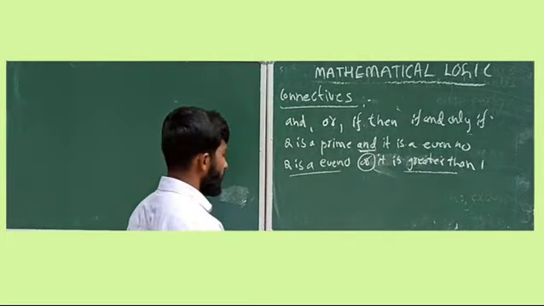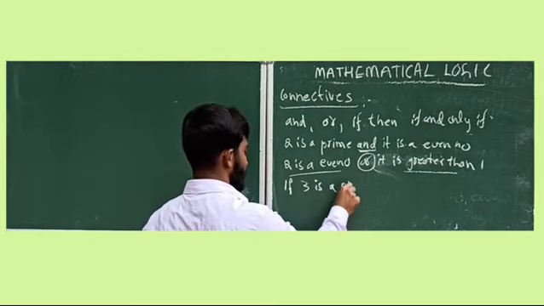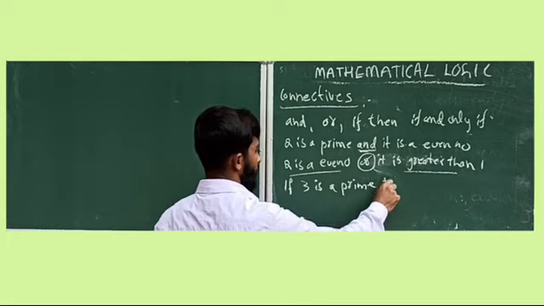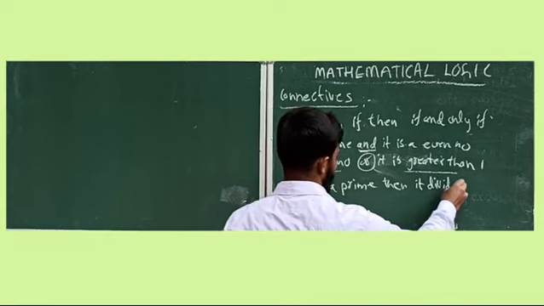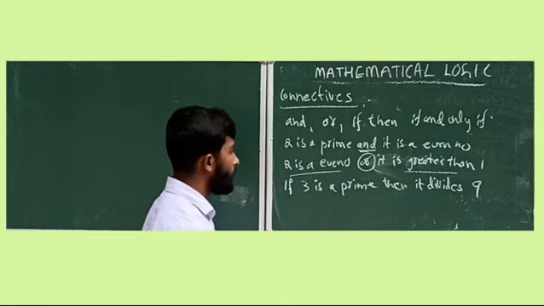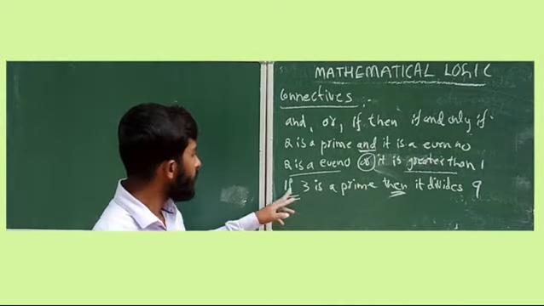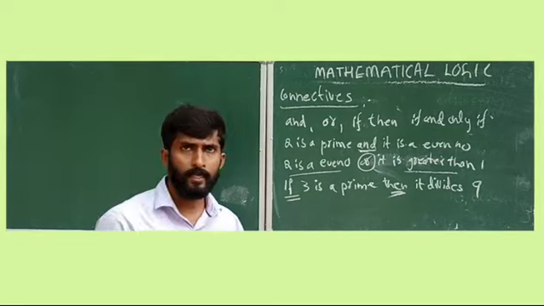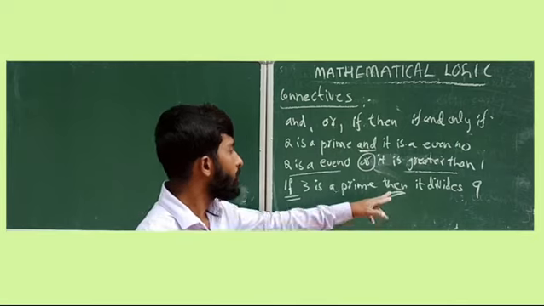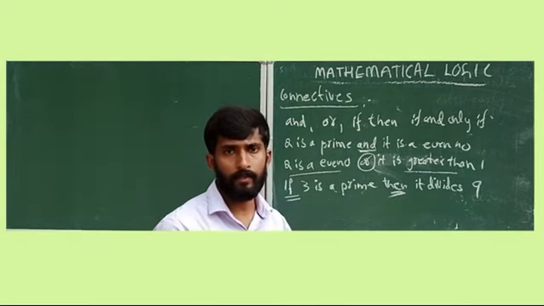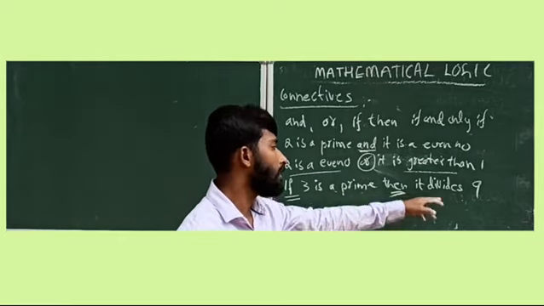If then. For example, if 3 is a prime, then it divides 9. Here "if then" is the connective. Here there are two simple statements. What are the simple statements? 3 is a prime number, one simple statement. 3 divides 9, another simple statement. If you combine them using if then, you get: if 3 is a prime number, then it divides 9.